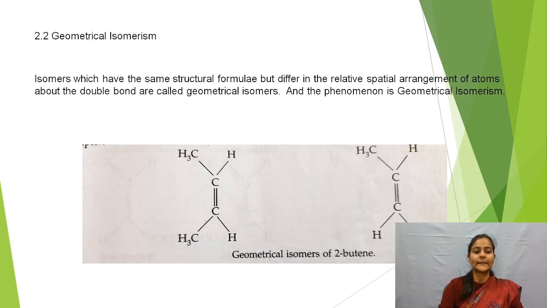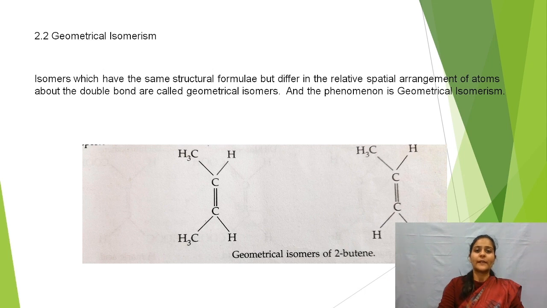Last but not the least is geometrical isomerism. Geometrical isomerism arises among those molecules which have the same structural formula, but they differ only in their relative spatial arrangement of atoms about the double bonds. And this phenomenon is called geometrical isomerism. Geometrical isomerism has a further two classification of cis and trans geometrical isomerism.